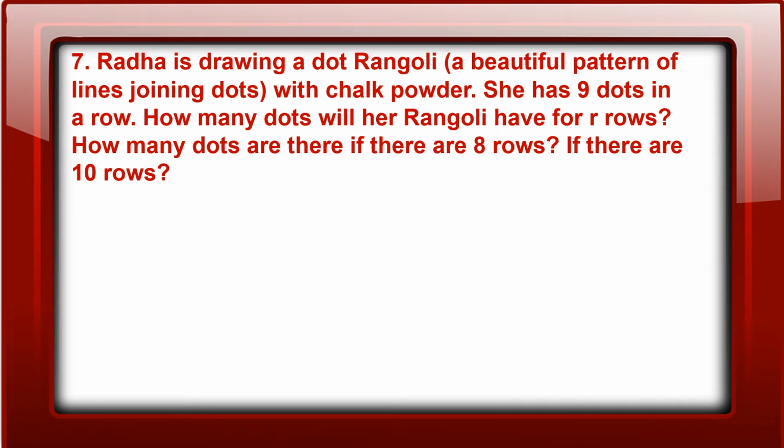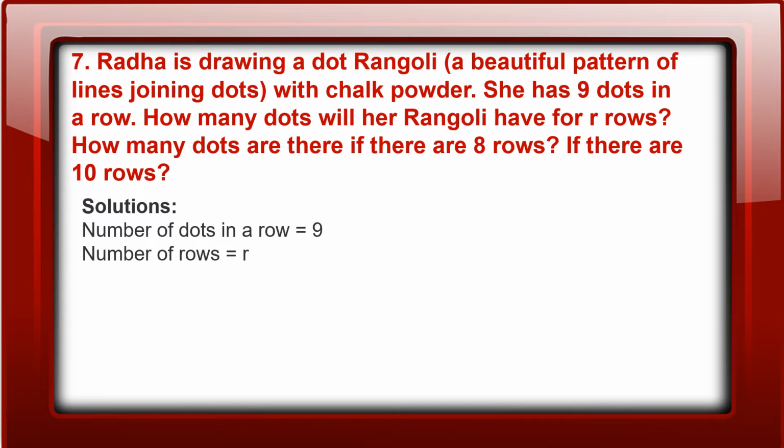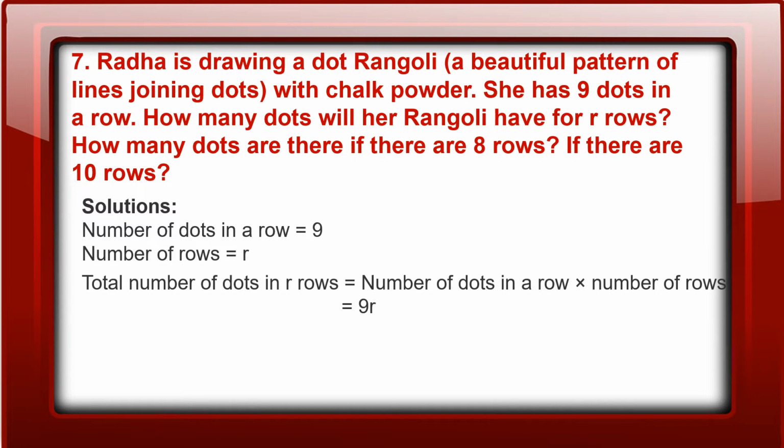Radha is drawing a dot rangoli, a beautiful pattern of lines joining dots with chalk powder. She has 9 dots in a row. How many dots will her rangoli have for r rows? How many dots are there if there are 8 rows, if there are 10 rows? Very easy question, isn't it? So first let us take the number of dots in a row. One row is equal to 9. Okay, now how many for r rows means we can take the number of rows equal to r. So what is the rule here?